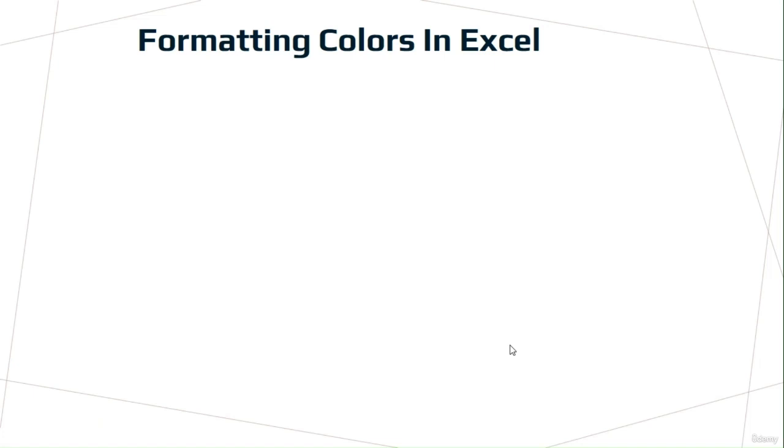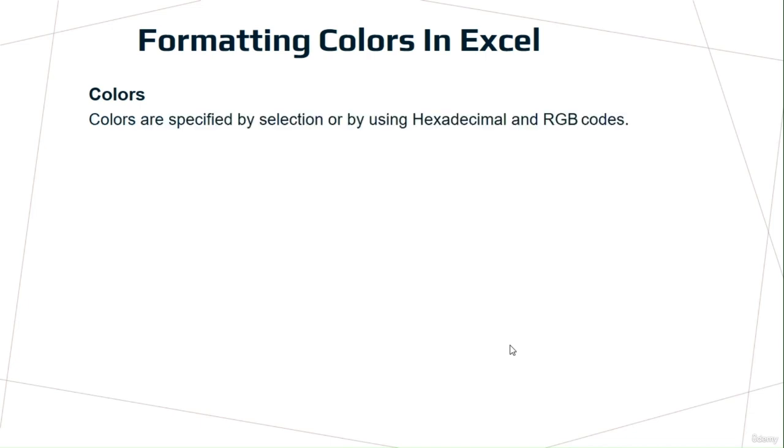In this lesson, we'll be discussing formatting colors in Excel. Recall that we did formatting colors in the previous lesson. However, the formatting is for fonts. In this lesson, we'll be discussing how you can format cells. Now, colors are specified by selection or by using hexadecimal and RGB codes. RGB means red, green, blue codes.